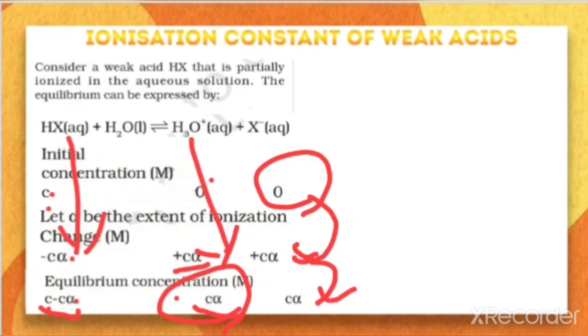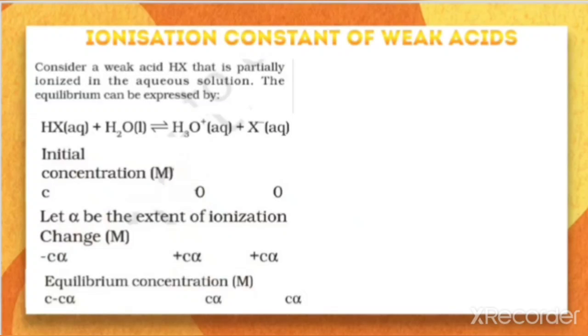So the initial concentrations for HX, H3O plus and X minus are C, 0 and 0. Then the change in concentration is minus C alpha for HX, and an increase of C alpha for each of the products. So what remains at equilibrium is the initial minus the decrease for HX, and for the products the initial plus the increase. That's how we get these equilibrium concentrations.